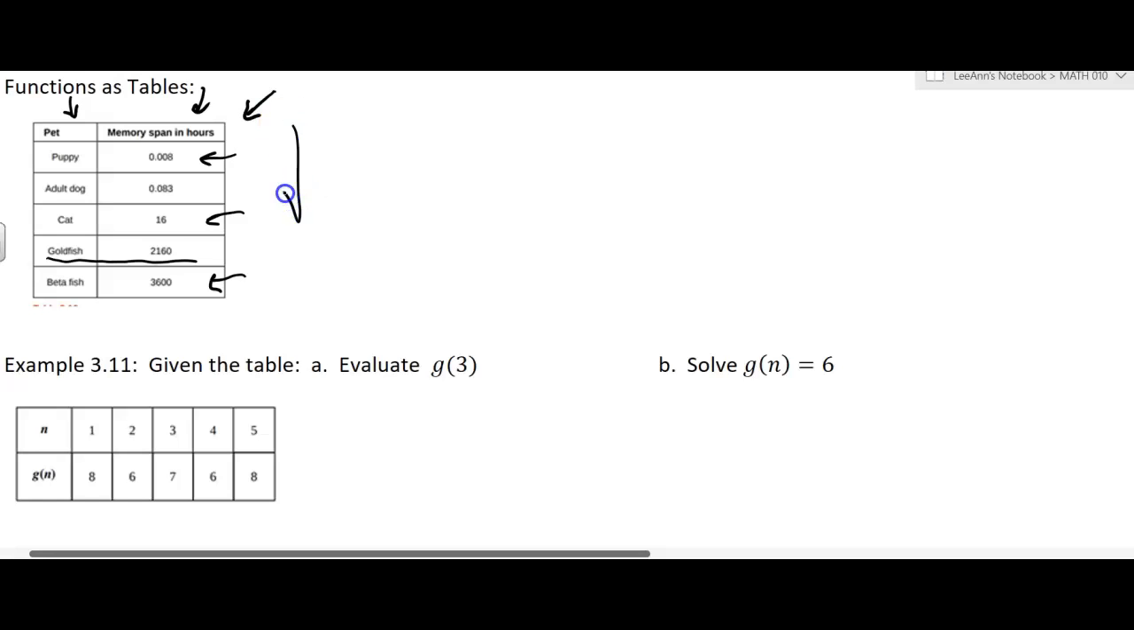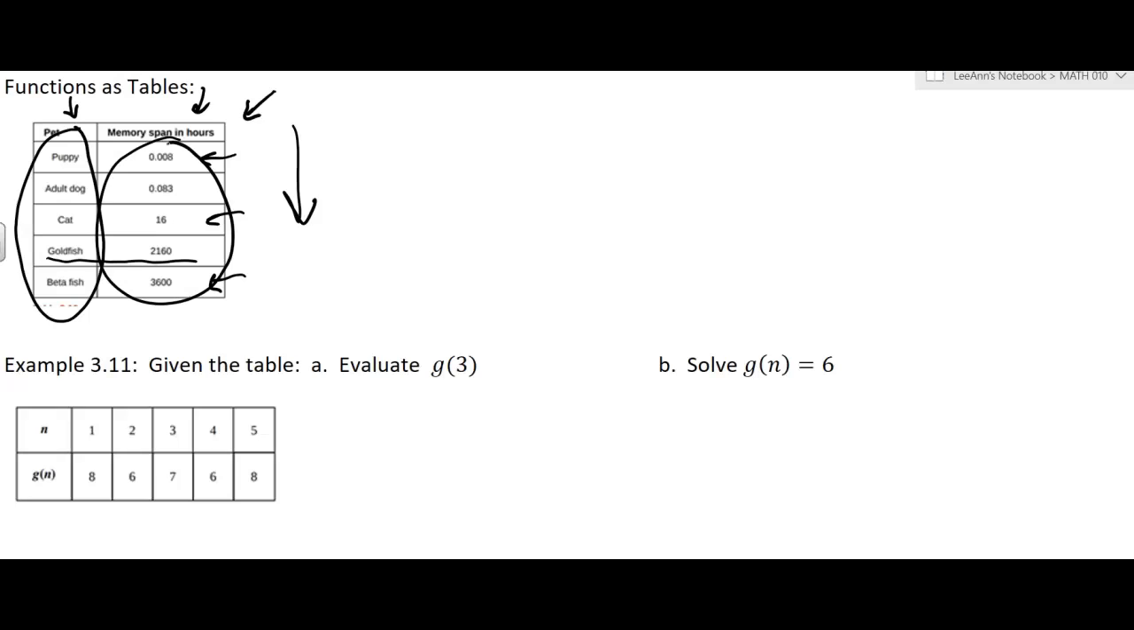This is like a vertical table. You have your input here and your output here. Now, you can go the other way and say, hey, which animal has a memory span of 0.083 hours? And you look on the table and you say, oh, it's an adult dog. So it's just kind of like reading a table.